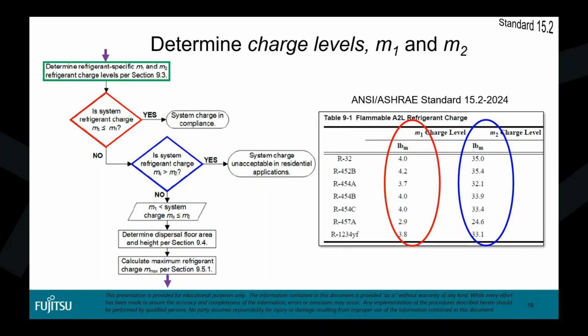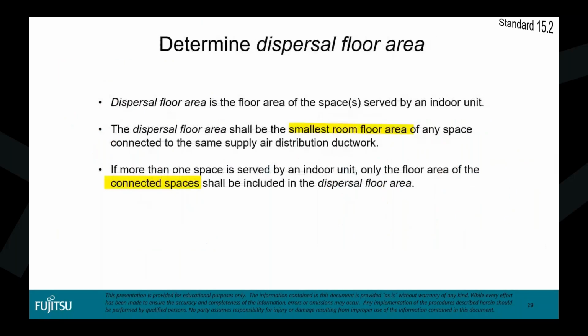So it's a small difference, but it could be significant if you are right there at those numbers. So if we are between the 4 and the 35 in this case, then we have to go down and look a little closer at the heights and the size of this room. So the dispersal floor area is the area that's served by an indoor unit. You always look at the smallest room floor area of any space, which makes sense because that's going to be the worst case if you have a leak, and that's where the concentration is going to be highest.